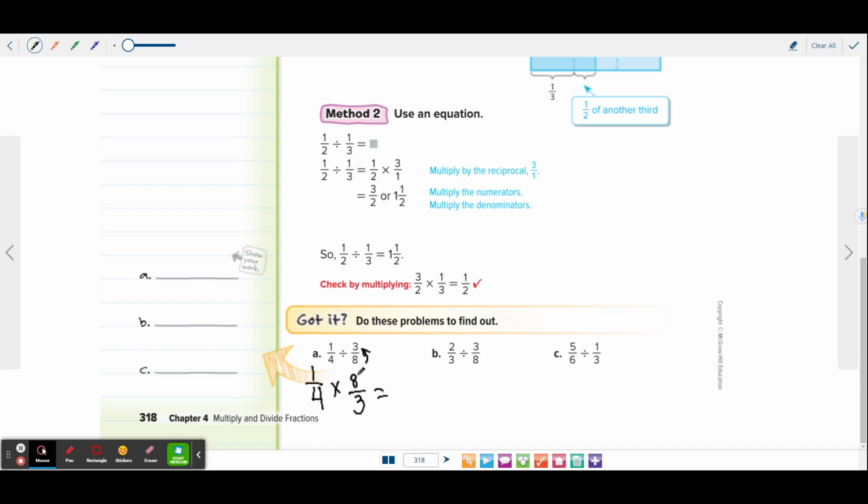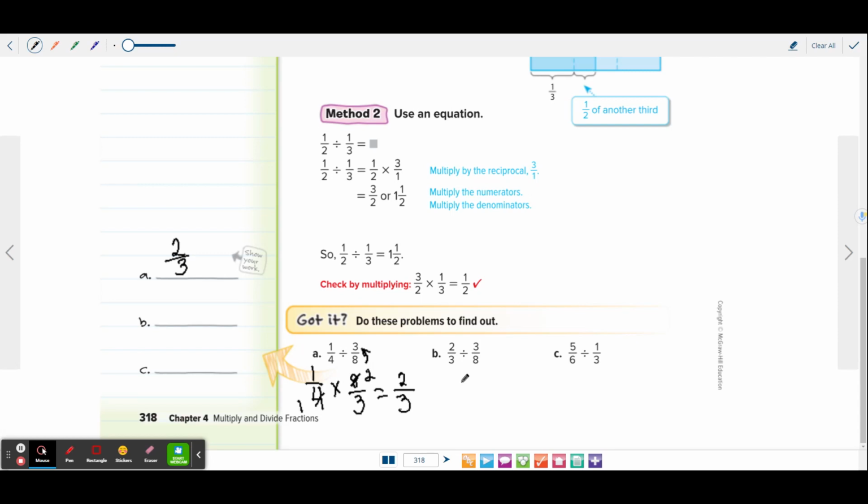So if you look at the 4 and the 8, those can both be divided by 4. If I divide 4 by 4, I get 1. 8 divided by 4 would be 2. So then I would have 1 times 2 is 2. 1 times 3 is 3. So my answer would be 2/3 for A. If you don't want to simplify first, you would have 8/12, and 8/12 would simplify to 2/3. You could do that as well.